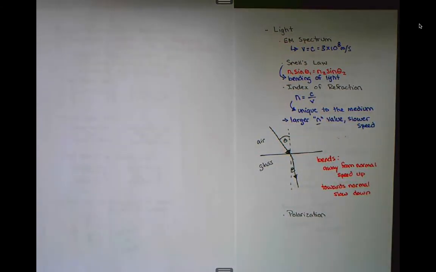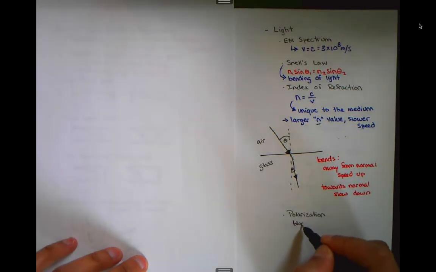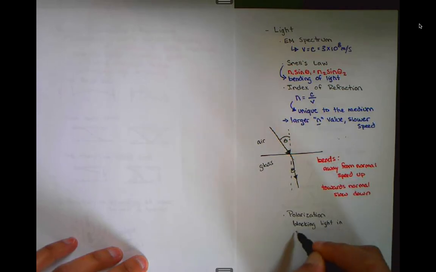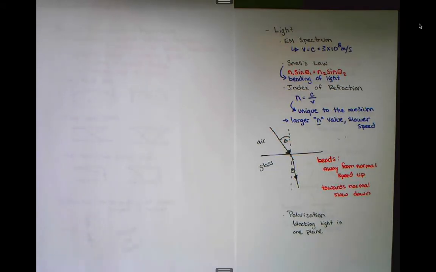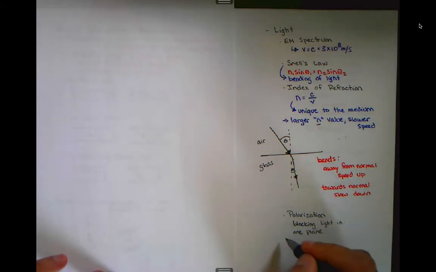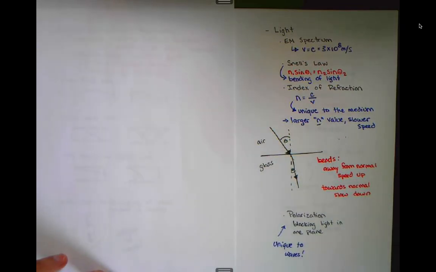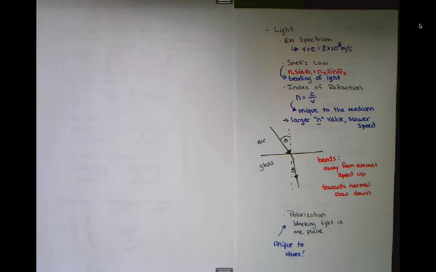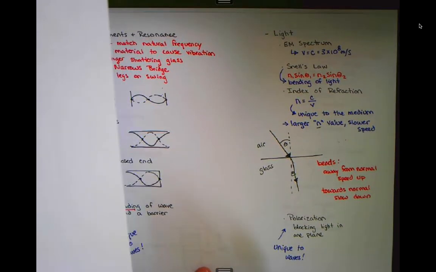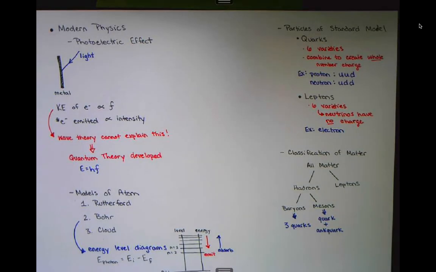And then finally with light, we looked at polarization. So this is kind of blocking light in one plane. And again, this is one reason we know that light travels as a wave. So again, polarization is unique to waves, right? Particles cannot be polarized. Okay. Polarization also explained 3D glasses.